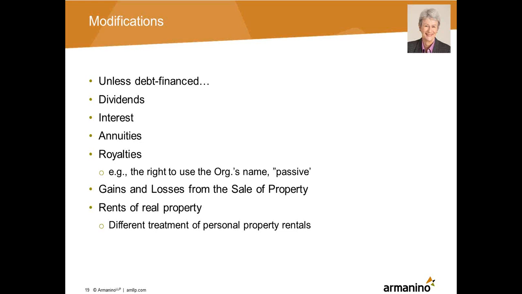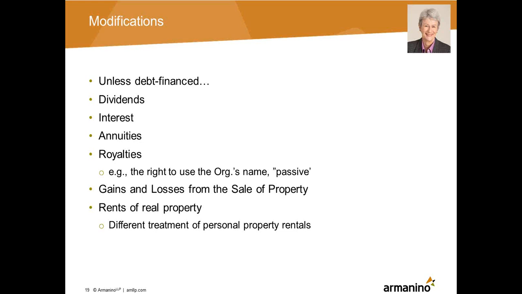So all that being said, unless there's debt financing, Congress has specifically carved out the income from dividends, interest, annuities, royalties, gains and losses from the sale of property, and rents of real property. And notice that there's different treatment for the rental of personal property. Personal property, you know, tables, chairs, silverware, that kind of thing, in the banquet context.